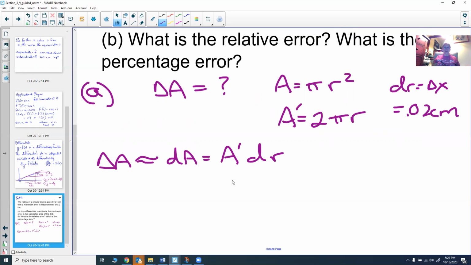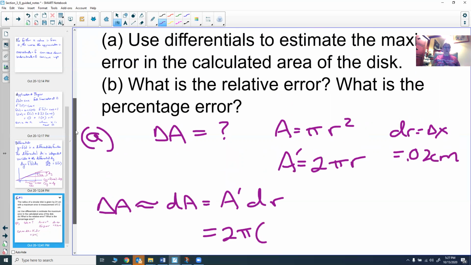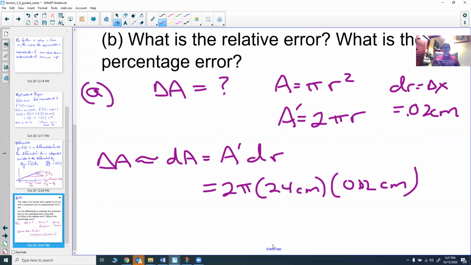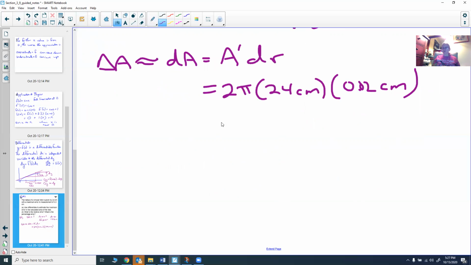So we now can find out what this is. This is going to be 2 pi. My radius, going back up here real fast, was 24 centimeters. So I'm going to have 24 centimeters. And then times dr, that was 0.2 centimeters. I'm sorry, 0.02 centimeters. So all I got to do is multiply all this together, and that tells me what my error is, my maximum error. So multiplying 2 times 24 times 0.02, I can do that all without a calculator. That's 9.6 pi centimeters squared. And so that's what my error is.